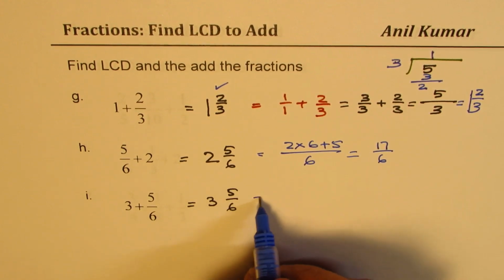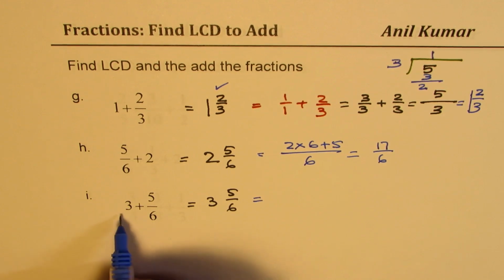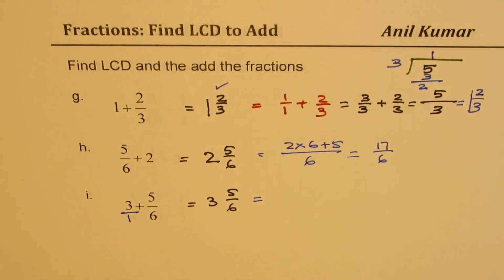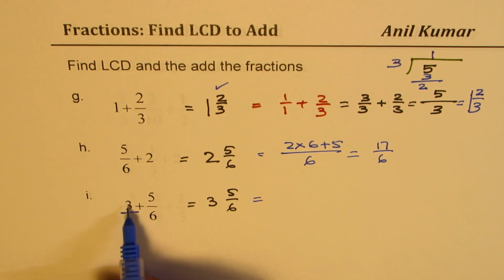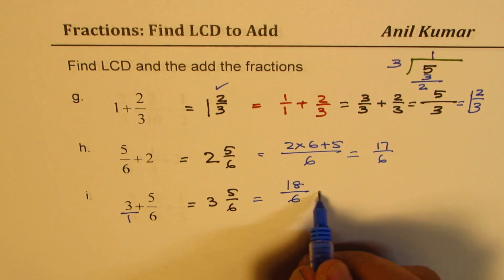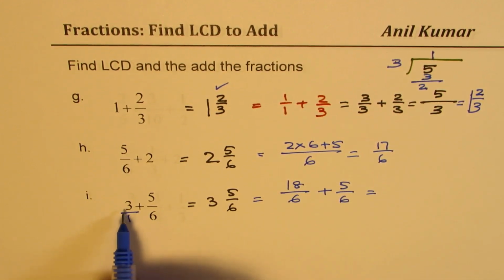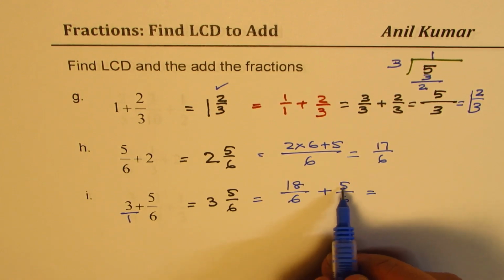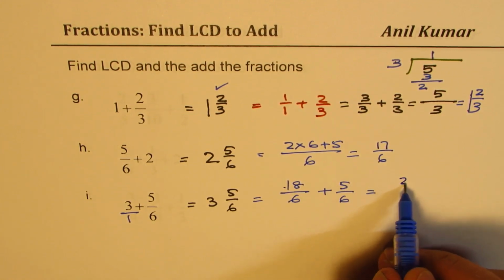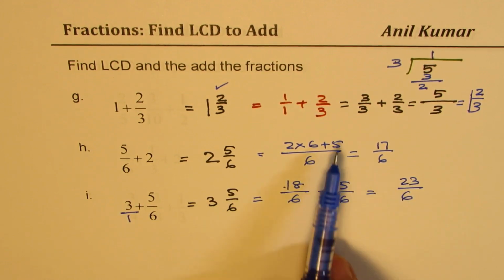You could do it. Or an alternate method is you could write with the same denominator. So think of 3 as 3 over 1. To get 6, I have to multiply both by 6. So I get 6 times 3, 18 over 6 plus 5 over 6. Correct? 18 over 6 is 3, right? So when you add them up, 18 plus 5 is 23 over 6. You get that answer. Perfect. Which is 3 times 6 is 18 plus 5 is 23. So you could do either way.